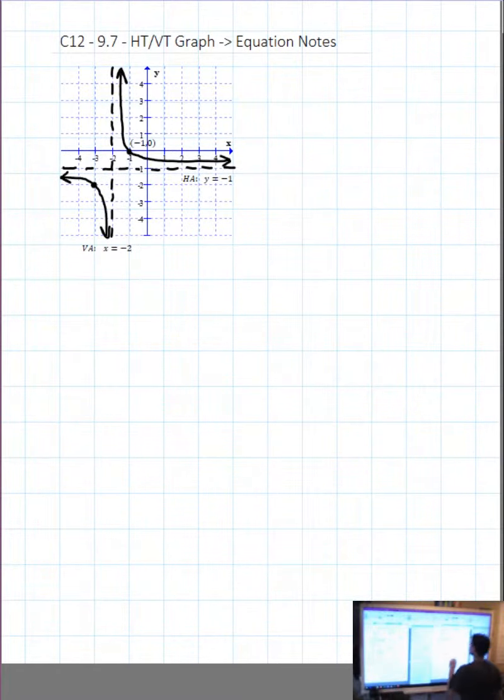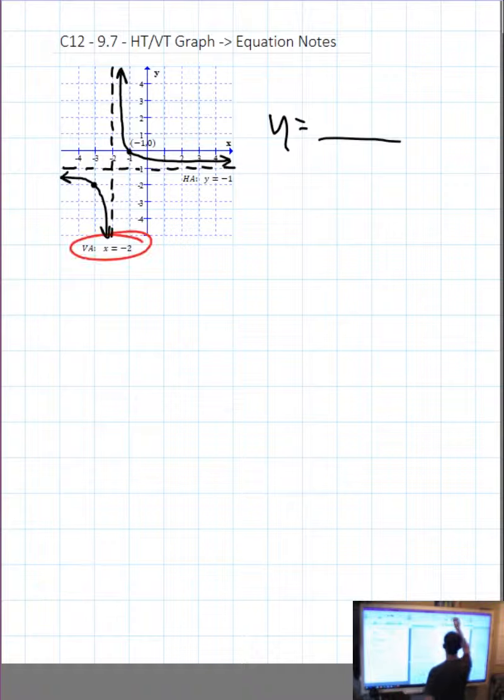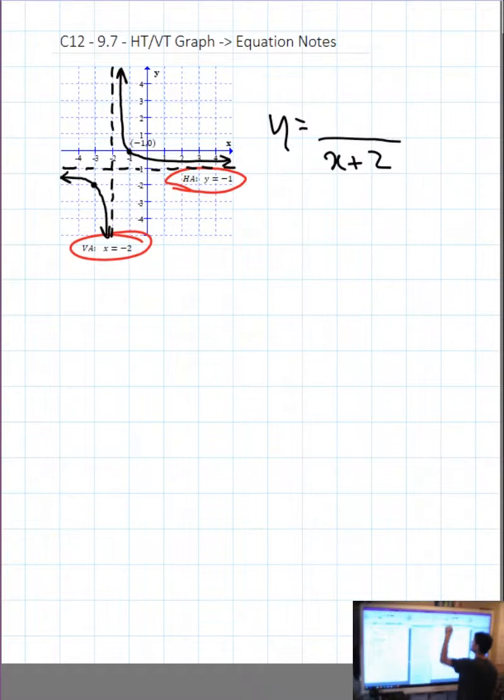Okay, let's take a look at this one. So y equals a over. So I have my vertical asymptote at x equals negative 2. So what goes on the bottom? Well, remember it's the opposite. So x plus 2. Because if I set that equal to 0 and solved, I would get negative 2. Now I have my horizontal asymptote off to the right. And I'm going to put that negative 1 off to the right. And I'm going to place my a on the top.